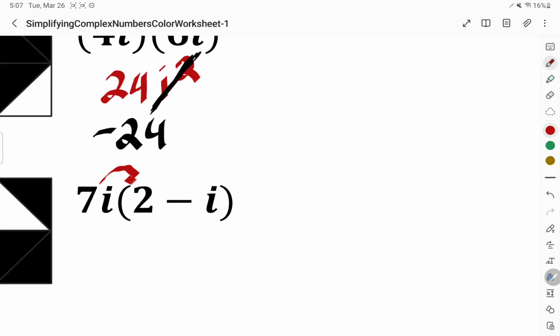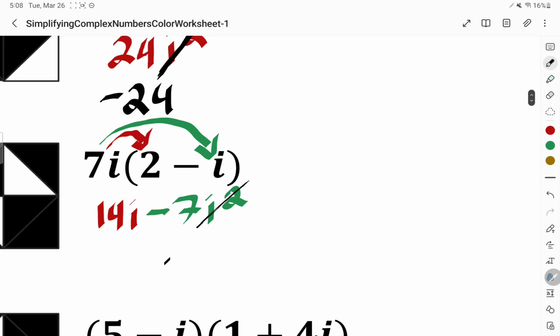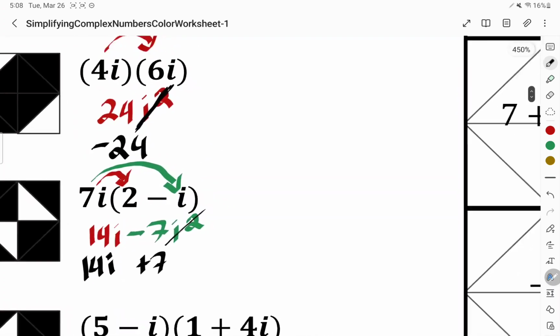Now let's go ahead and do the next one. So it's going to be 7 times 2, which is 14i. And then it's going to be 7 times negative i, which is, I believe, negative 7i squared. Just as was mentioned before, I'm going to cancel the i squared and change the sign of the 7. So it's going to be positive 7 here, and this is 14i. Now, if I wanted to write my answer correctly, I would put the 7 first, and then plus 14i. There we go.